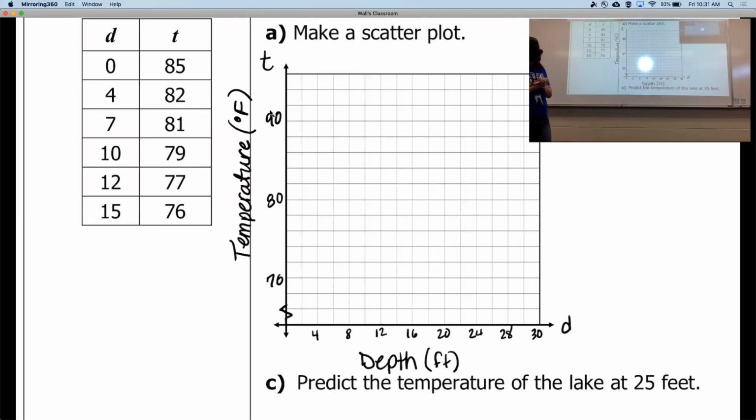Okay, so now that we've got our labels and our scales, we need to plot our points. So our first point is going to be at 0 depth and 85 degrees. So right on that axis over here, we're going to go up halfway between 80 and 90 and put a dot there. That was a really big one. Okay, and then move over to 4 and go up to 82. 7 will be right in between the line before 8, so be sure that you account for that. That one's going to be right in the center of the box, and so on. So go ahead and plot the rest of those points.